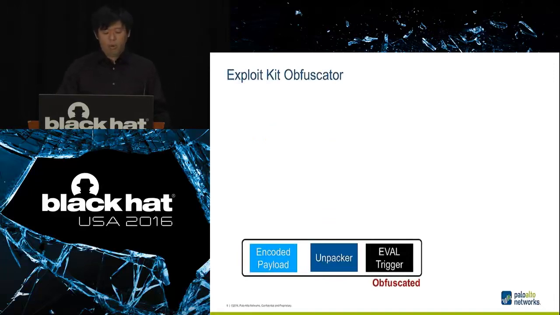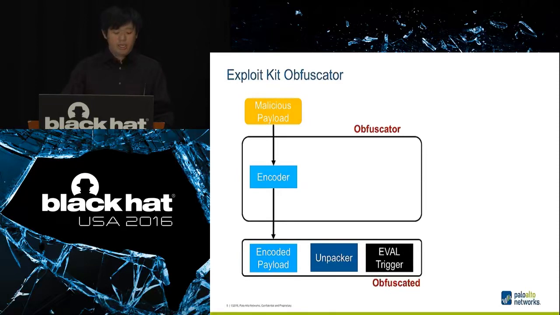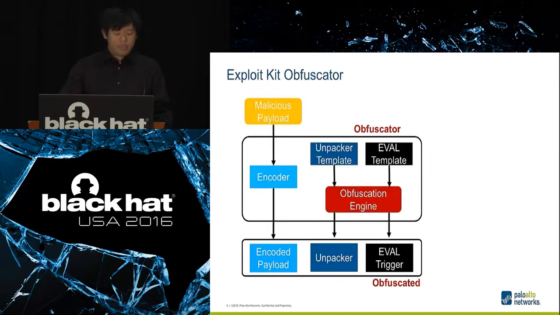Here is what an obfuscated page looks like. It usually consists of 3 parts: the encoded payload, the unpacker, and the eval trigger. The encoded payload is generated by the encoder of the obfuscator, and the input is the original malicious payload. The other 2 parts are generated by the obfuscation engine of the obfuscator, and their inputs are the unpacker template and the eval template, which are also provided by the obfuscator.